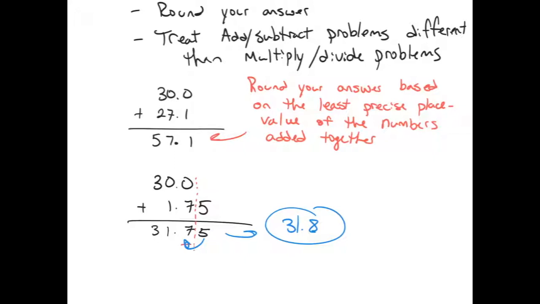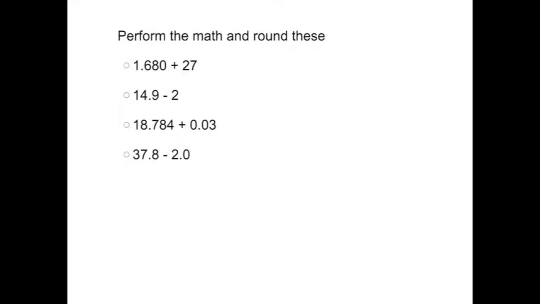So in summary, when you add numbers of differing place values, you round based on the least precise place value of the numbers added together. And that includes if you add 3 numbers or 4 numbers or 5 numbers together, you always round based on the least precise number. So as you see, these are all addition and subtraction problems, and we're just going to perform the math and round these off to the proper number of place values based on the numbers that I added or subtracted together. So this first one is 1.680 plus 27, and that equals 28.68.